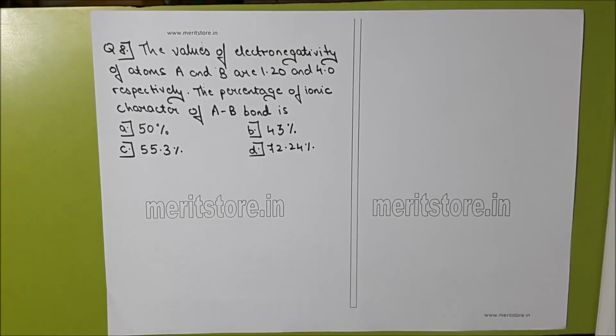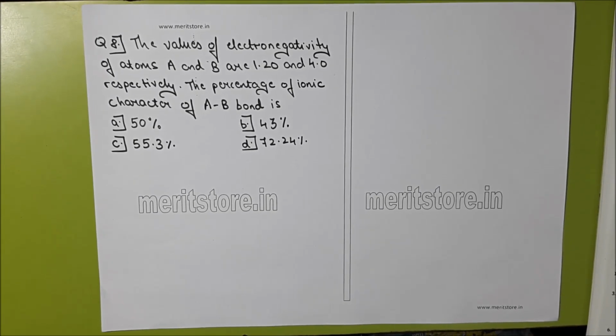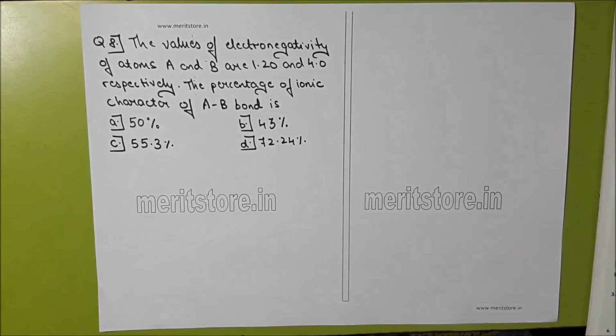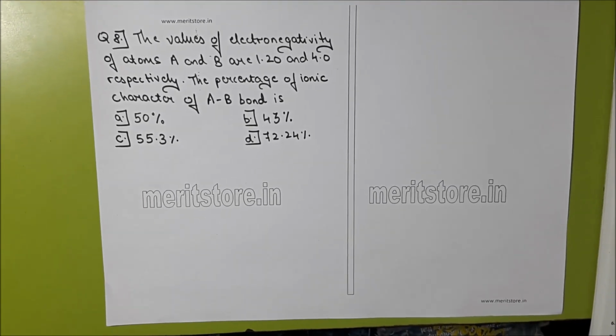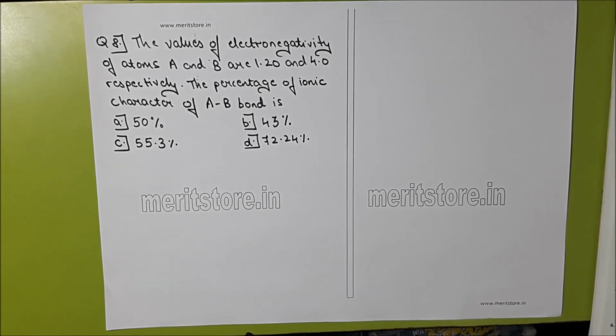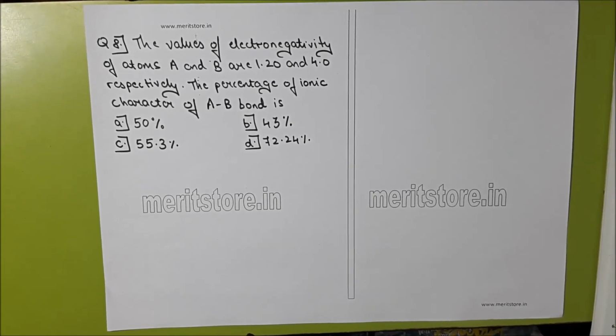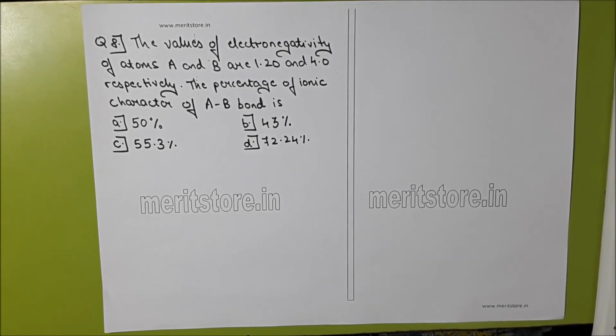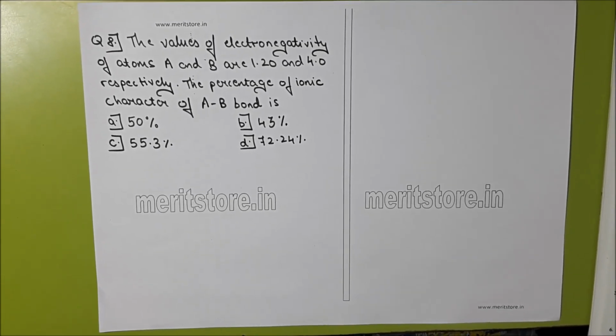Question number 8. The values of electronegativity of atoms A and B are 1.20 and 4.0 respectively. The percentage of ionic character of the AB bond is: A 50%, B 43%, C 55.3%, D 72.24%.